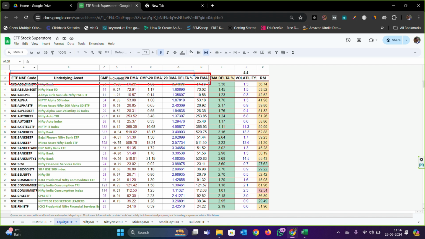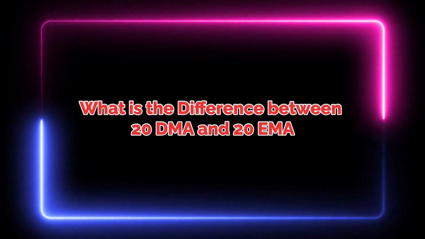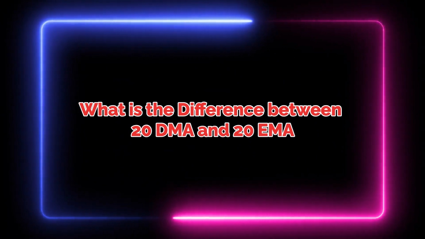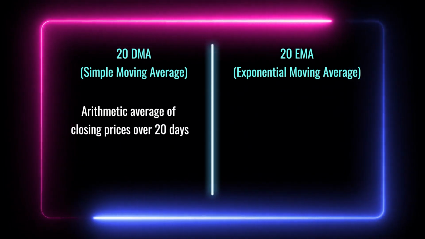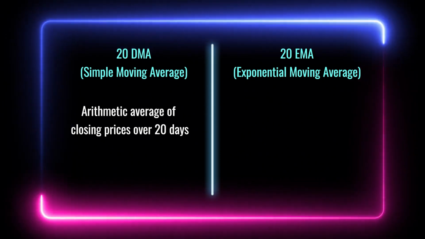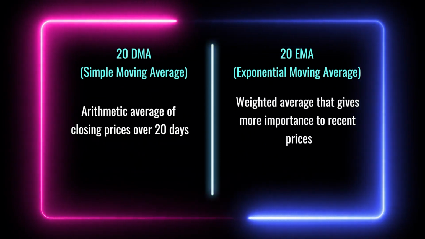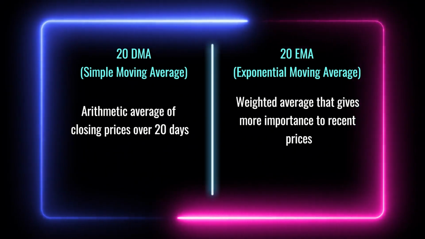The Equity ETF sheet contains the ETF code, underlying asset name, current market price, and percentage change. Earlier we used to use 20 DMA, but in this updated version we will use 20 EMA. What is the difference between 20 DMA and 20 EMA? 20 DMA, or simple moving average, is the arithmetic average of closing prices over 20 days. EMA, or exponential moving average, is the weighted average that gives more importance to recent prices.